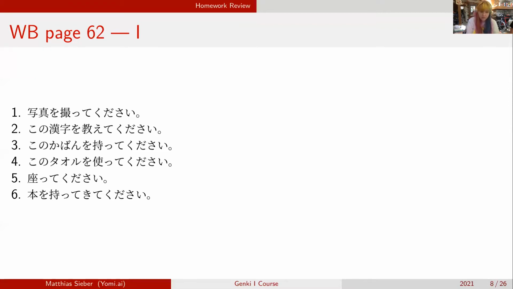And then for iku, we don't have iite, but this is irregular, and we have itte, right? So small tsu followed by te. Next, oyogu, Jameson. Oh, I'm sorry. So u verbs ending with gu, we replace the ending with i and then de. So it would be oyoide, right? Oyoide. I read my handwriting wrong. That is okay. So oyoide.